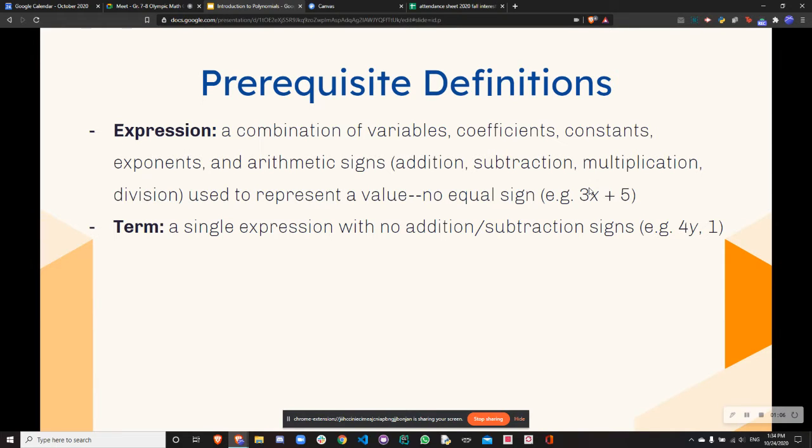The second definition you need to know is a term. A term is just a single expression with no addition or subtraction signs. So, for example, you have 4y, and you can also have 1. I didn't mention multiplication or division in here because look at example 4y. This is 4 times y, so that's basically a multiplication right there. Are there any questions about these definitions?